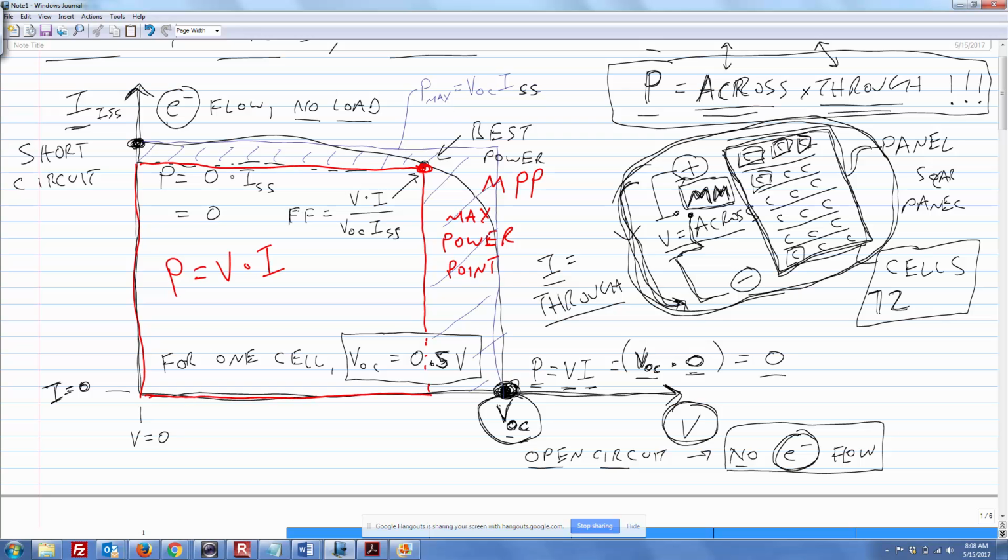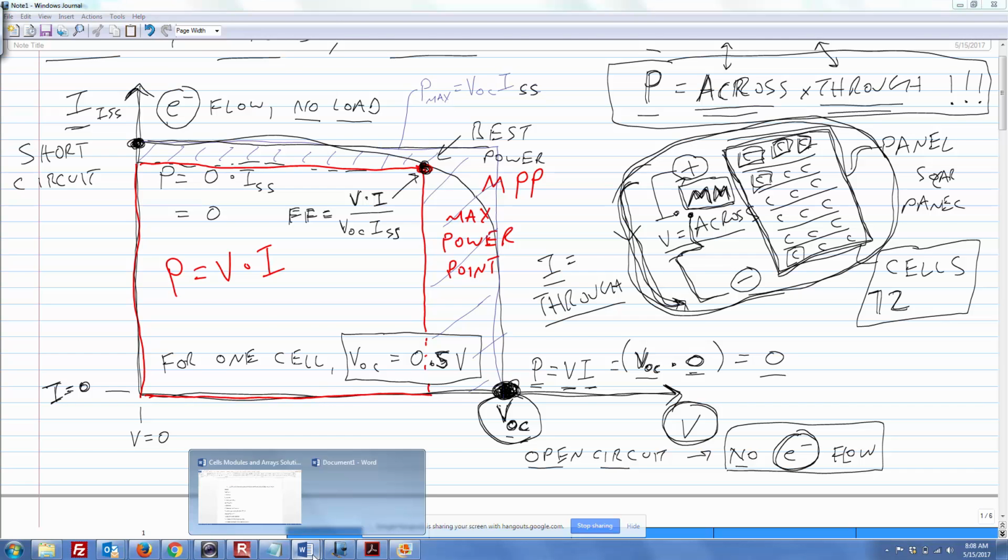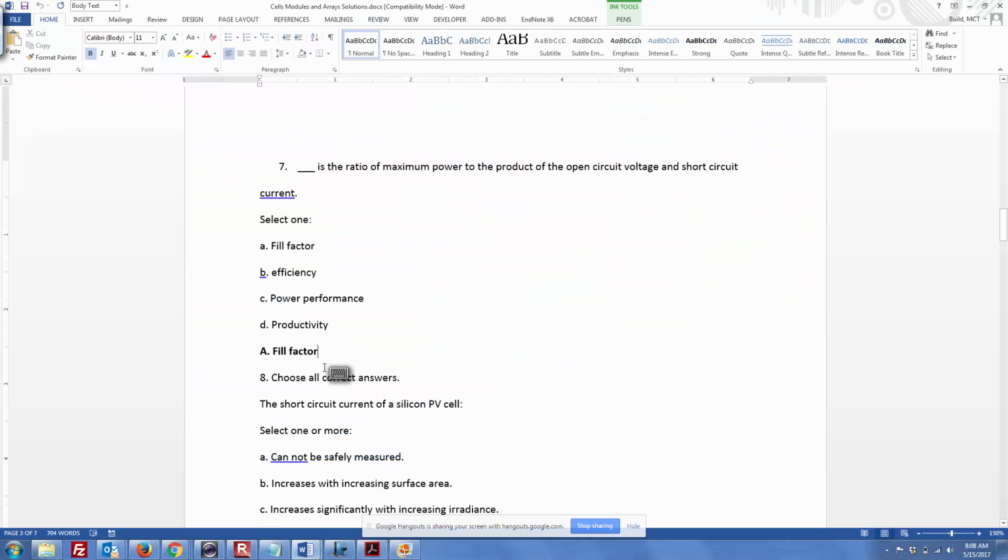Okay, so the fill factor equals the voltage times the current at the maximum power point divided by VOC, which is down here, times ISC, which is up here. So that's the fill factor. And it might be 85 to 90%, depending on your panels.